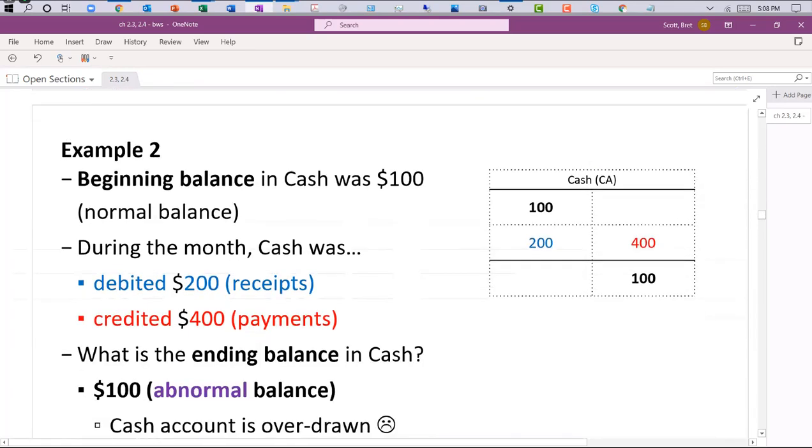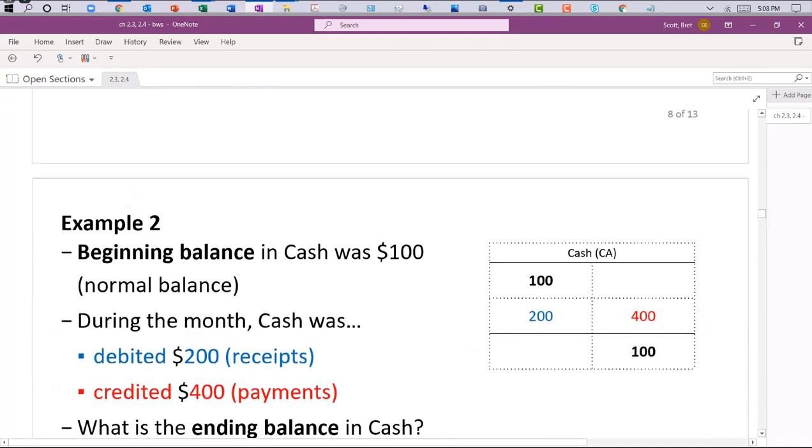Here's another example. Let's assume that cash has a normal beginning balance of 100. During the month, $200 was received in cash, $400 was paid in cash. The question comes down to, what is the ending balance in cash? How do you determine that? You sum up all the debits, 300. You net them against the credits, 400. You have more credits than debits, therefore you have a net credit balance of 100.